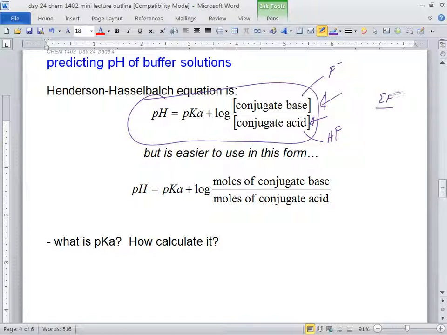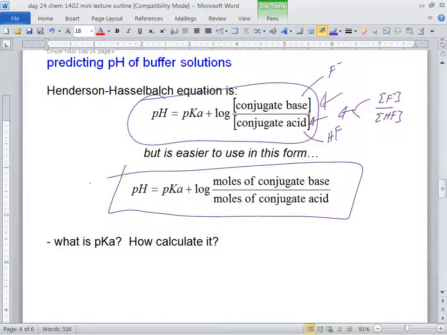Bracket F minus, bracket HF. Anybody remember? Concentration. I don't want to go through all this word and tell you what a concentration is. Volumes are going to cancel out, so let's just keep it in terms of moles. And life is so much easier. We'll keep track of everything then. So I strongly suggest this is so much easier. pH is our answer. That's going to be our pH of our buffer.